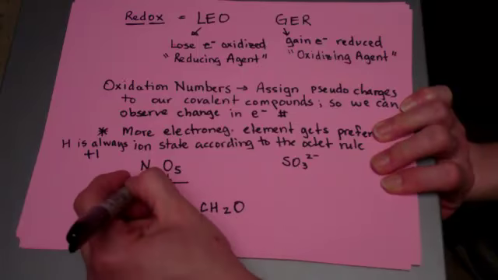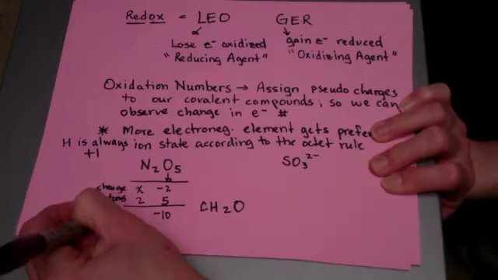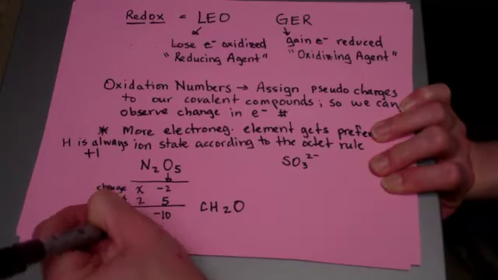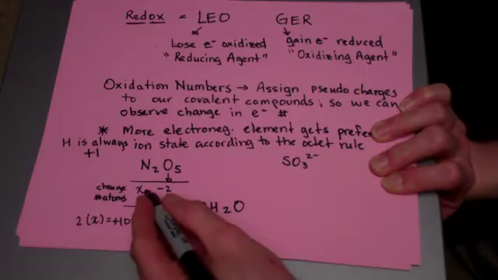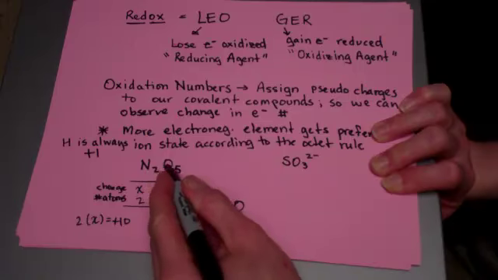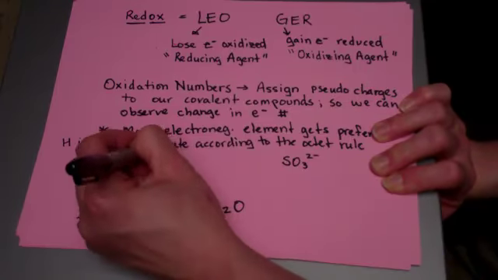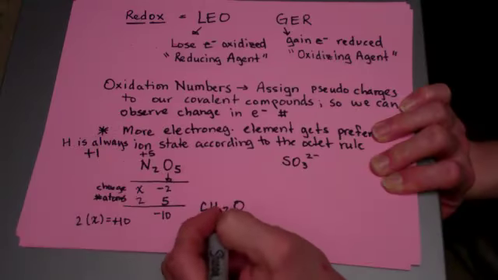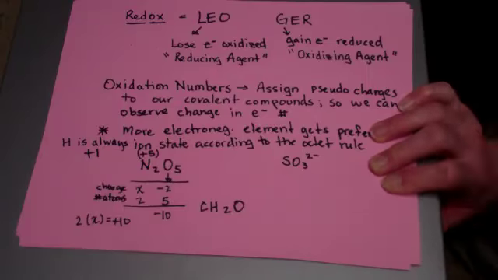So if we call the nitrogen's charge X, 2 times X has to equal +10 to balance. So the pseudo charge that we're assigning to the nitrogen, because this is 2 nonmetals making a covalent bond, our oxidation number for nitrogen is +5. Each of those nitrogens has a +5 oxidation number.